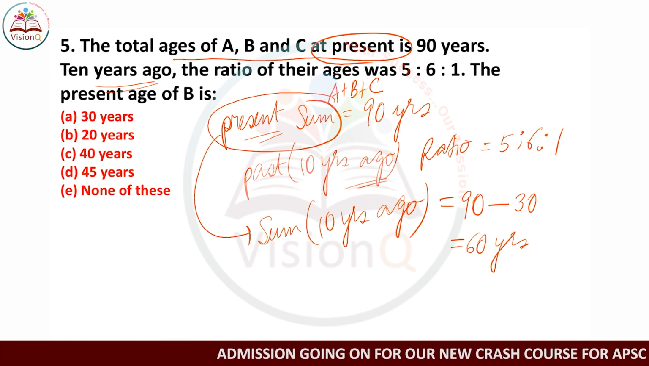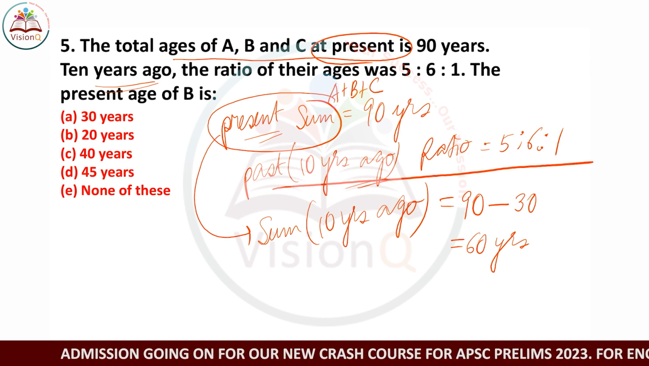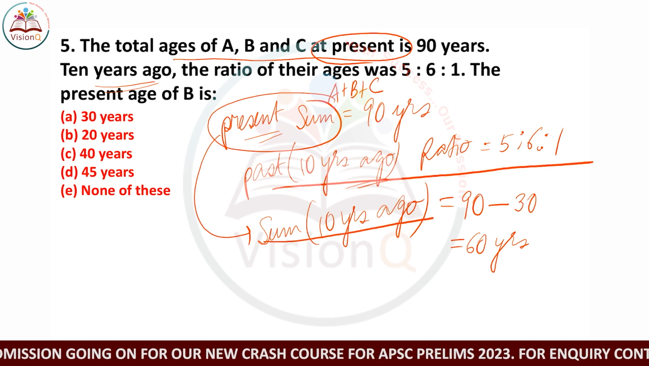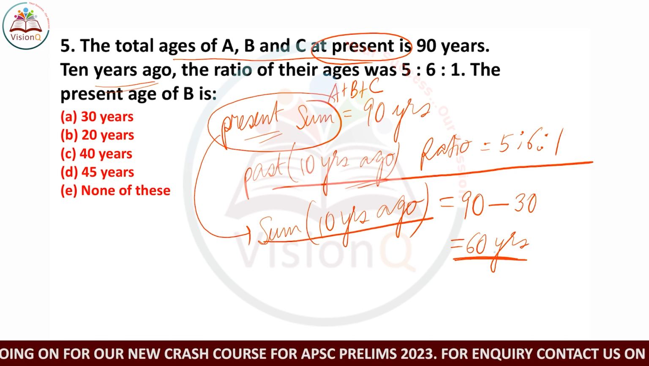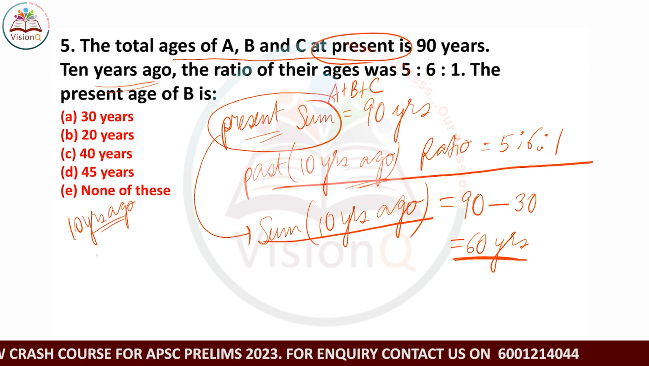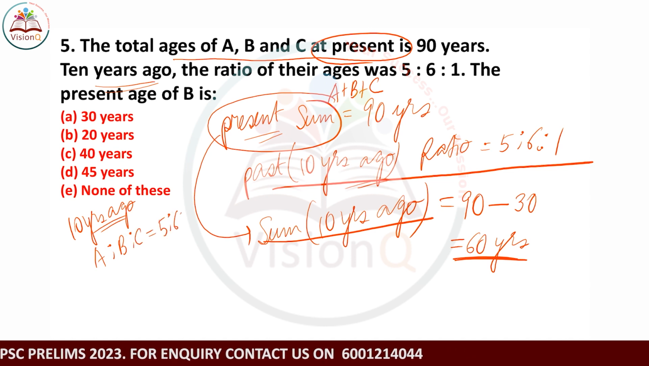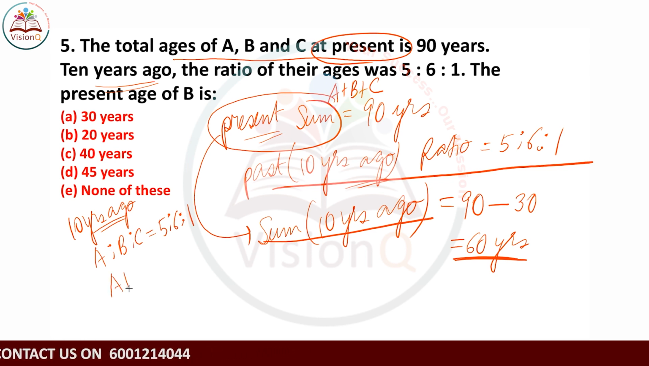Now the point of time becomes the same. The ratio was given in the past, 10 years ago, and I also found out the sum of their ages 10 years ago, which is 60 years. So 10 years ago, A is to B is to C was given to be how much? 5 is to 6 is to 1. And I have just found out their sum 10 years ago. So 10 years ago, A plus B plus C was how much? 60 years.